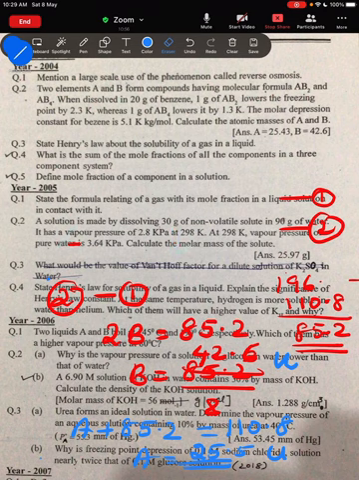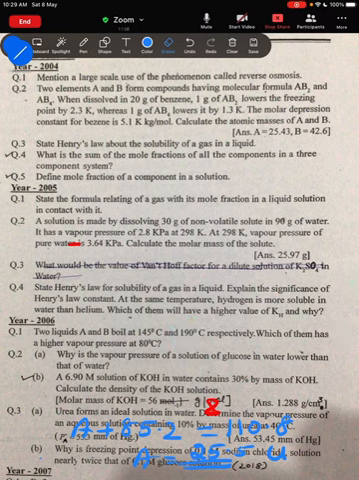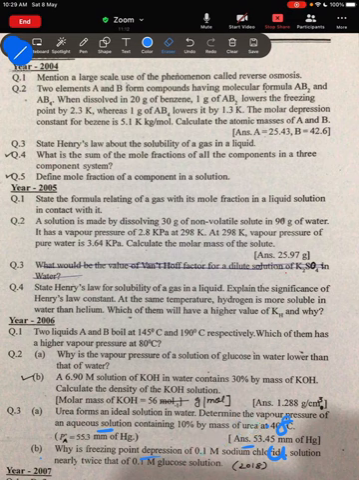Next question: state Henry's law about the solubility. You know the sum of the mole fractions of all the components in a three component system is 1. For a three component, four component, or i component system, xa plus xb plus xc and so on, plus xi is equal to 1, that is, unity.